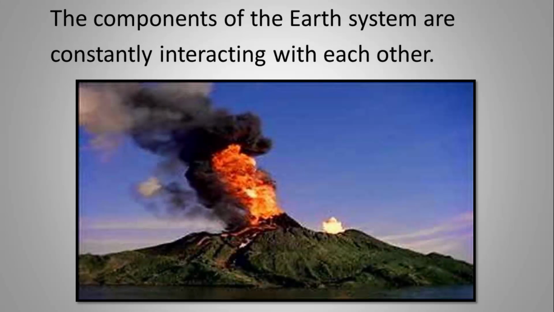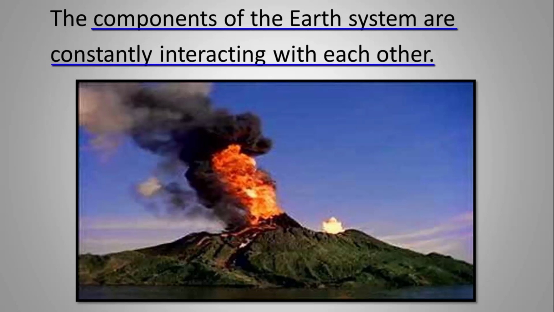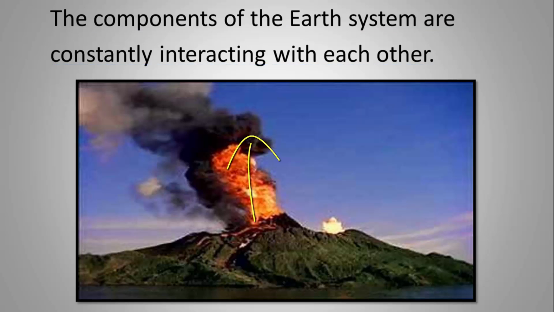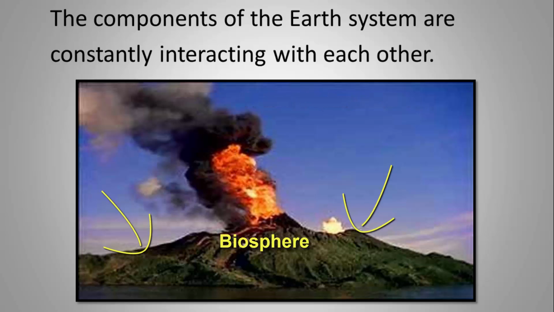Also, you must understand that the components of the Earth system are constantly interacting with each other. This photograph shows a volcano erupting, so it's spewing gases and solid particles into the atmosphere. One of the main gases is water. It eventually condenses as rain. You can see that on the slopes of the volcano we have the biosphere, that lush vegetation, and in the foreground is the ocean. So all the components of the Earth system are present.